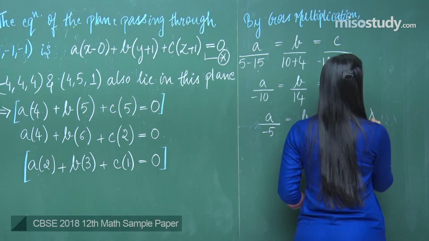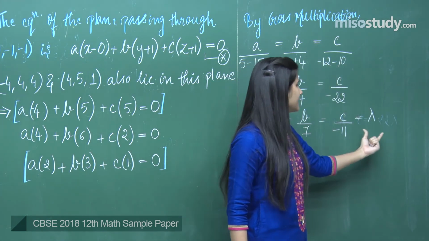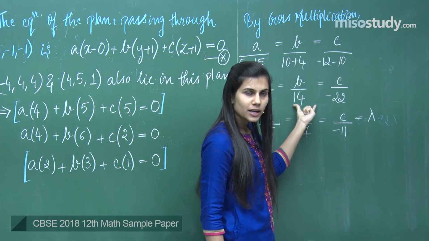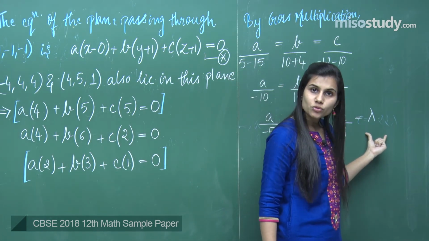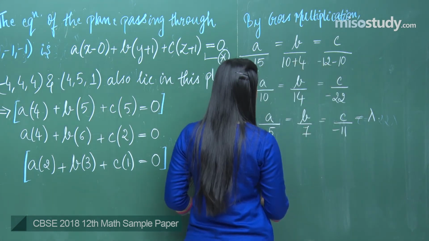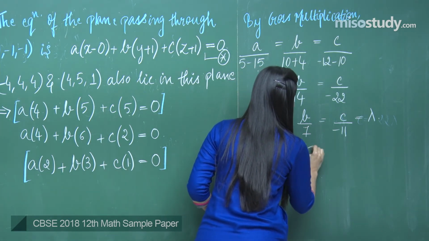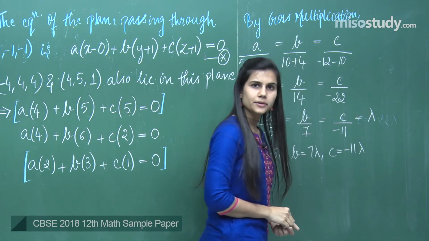Take that to be equal to lambda. What is the problem? Even these quantities are equal, right? That is what proportion means. And so take this to be equal to lambda. And so from here you get a is minus 5 lambda, b is 7 lambda and c is minus 11 lambda.